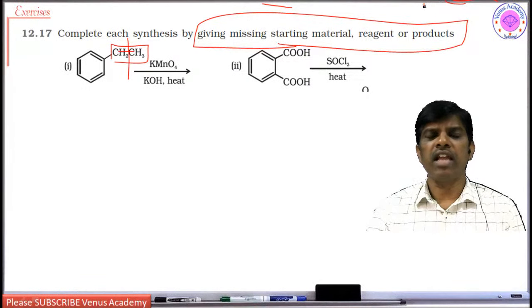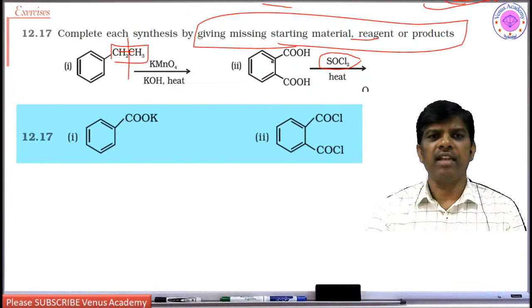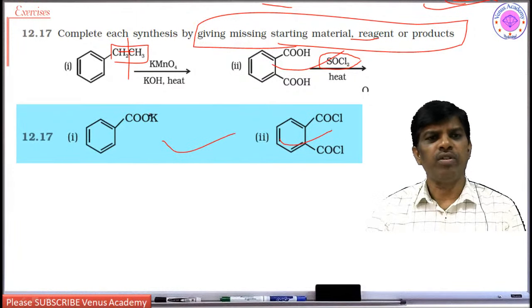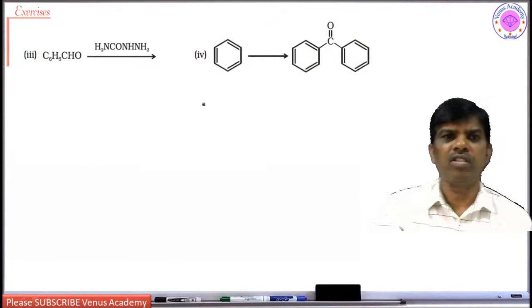Carboxylic acid, in the presence of thionyl chloride, gets this chlorine added to give acid chlorides. So phthalic acid undergoes reaction with thionyl chloride to give phthaloyl chloride, and this is potassium benzoate. You can write potassium benzoate, or you can write the acid also. Both are correct, but since it is a basic medium and they didn't give an acid step in the second step, you have to write the potassium salt of benzoic acid. Oxidation takes place, yes, KMnO4 oxidation takes place.